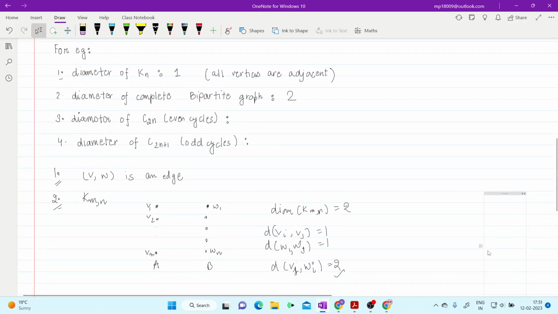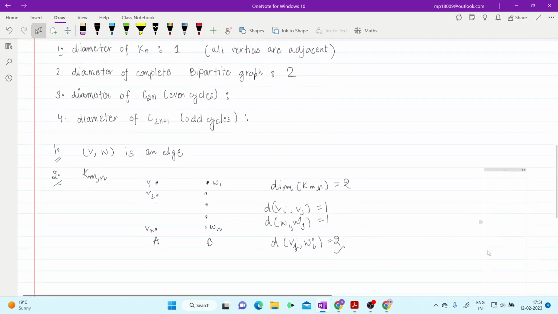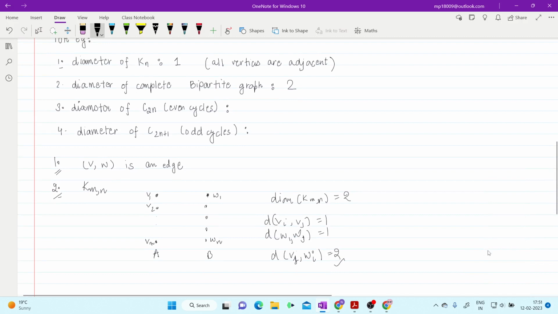Only for the case where m and n are equal to how much? It will be 1, no? K1n. Yes, K1n. Okay, very nice. So he is saying that if we are taking K11, then the diameter will be 1. Yes, the diameter is 1. So this is for the case when either m is greater than 1 or n is greater than 1.